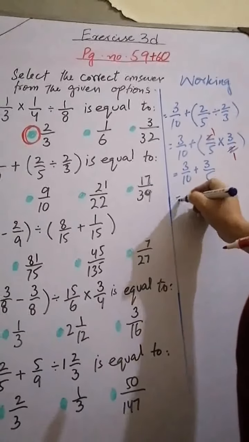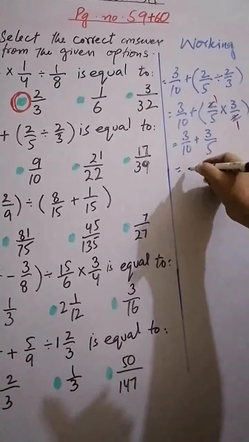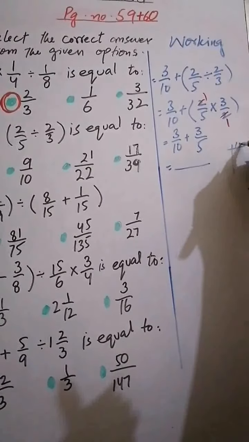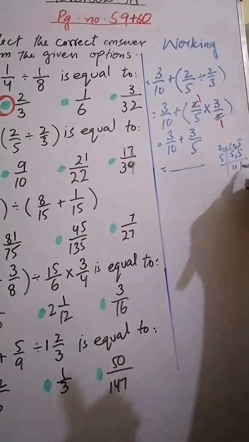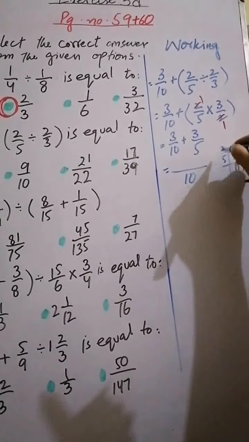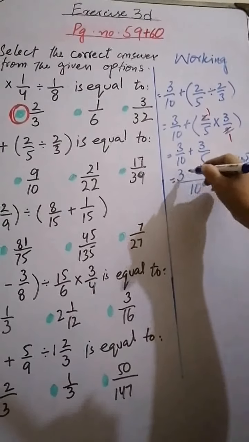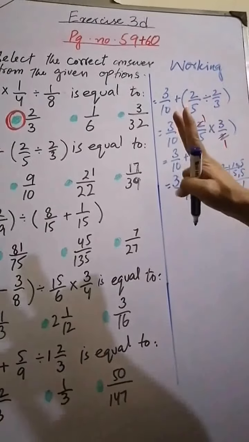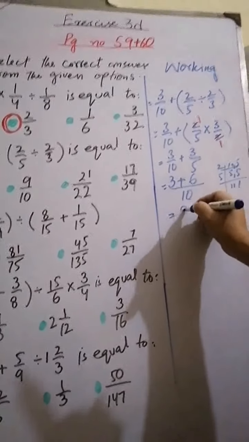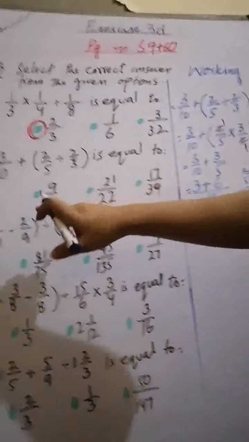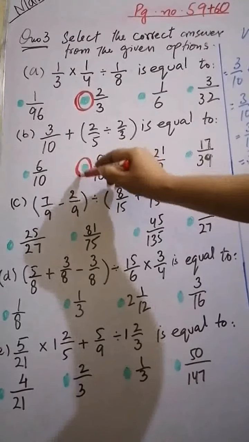Correct? It's a plus sign, so we have to take the LCM. It's 10 and 5, so 2 5s are 10, 5 is 5 and 5 ones are 5, so we have 10 as the LCM. 5 2s are 10, right? 10 ones are 10, 1 will be multiplied by 3, so 3 ones are 3. Correct? 5 2s are 10, 2 multiplied with 3 is 2 3s is 6. We have 9 by 10. There is the option, yes, this is the answer, 9 by 10.